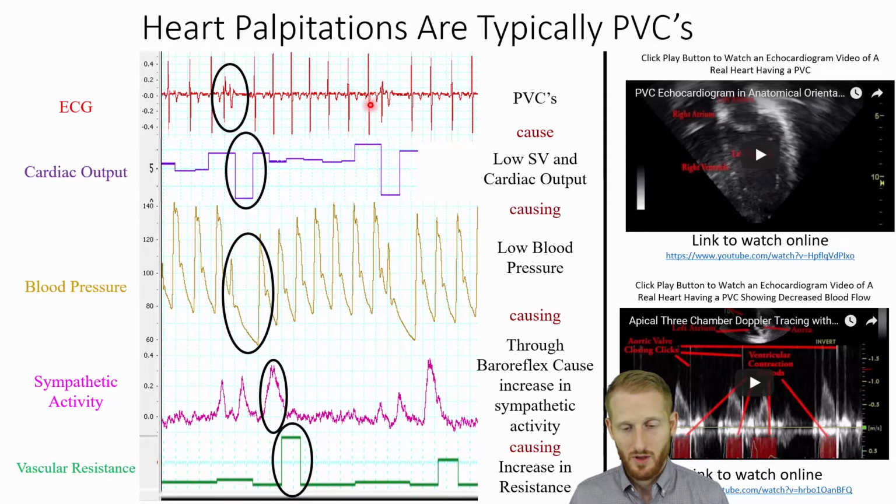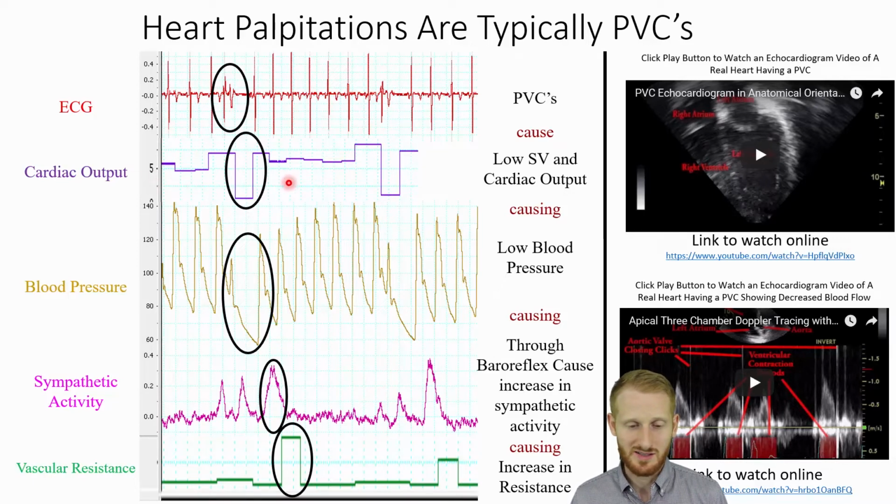All right, so now what I'm trying to show you here, this weird looking beat here, and there's another one right here. You can see they look different from the other heart cycles. Those are PVCs. Those are premature ventricular contractions. When you have that premature ventricular contraction, remember that means that the ventricles contract before the atriums, which means they're not filled with blood the way they should. So you're not going to get a lot of blood flow out of the heart when that happens.